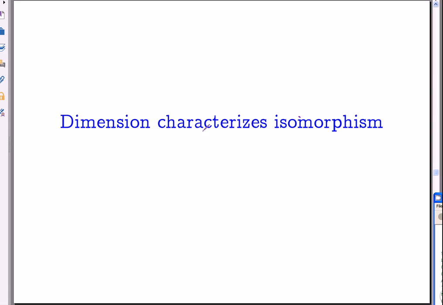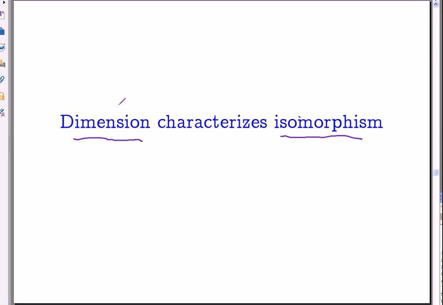Okay, now we're going to relate the concept of isomorphism to the idea of dimension. Remember, we introduced dimension as the number of vectors in a basis of the vector space. And we've seen that dimension is a very deep property of a vector space in the sense that any basis of a vector space has the same number of vectors in it, which is equal to the dimension. So dimension is a very characteristic property of vector space.